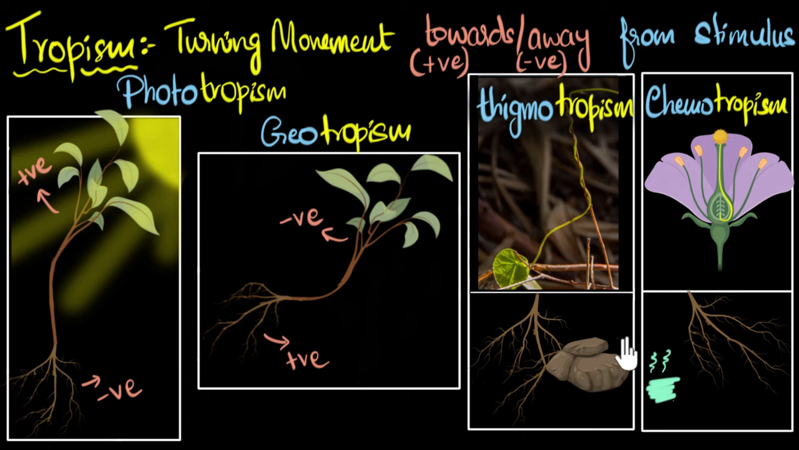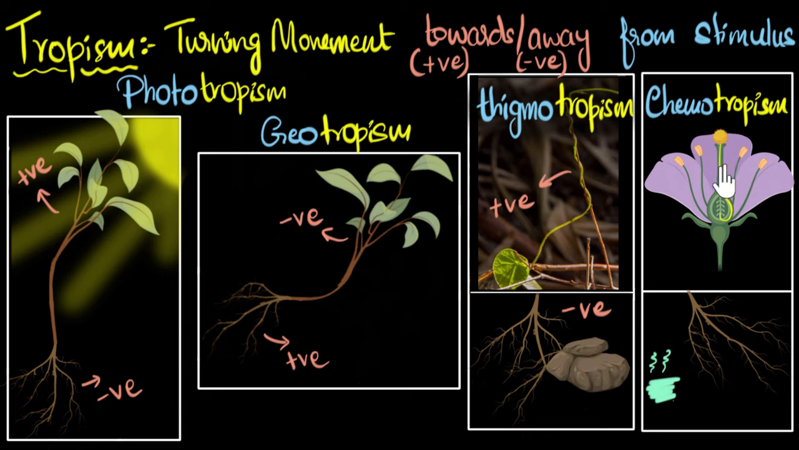Can you look at these examples and try and figure out quickly which of them are positive and negative? All right, over here, notice that the creeper is bending towards the stimulus. Once it touches, it wraps around that. So this is a positive thigmotropism. Over here, once it touches the rock, the roots are going away from it. So this is negative thigmotropism.